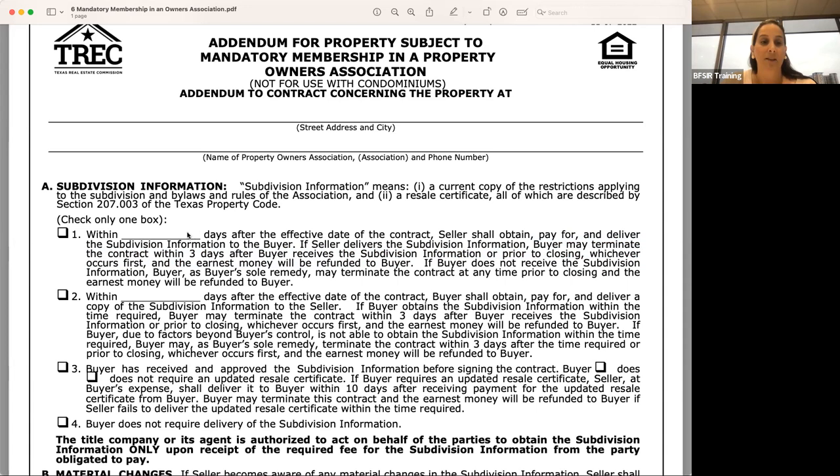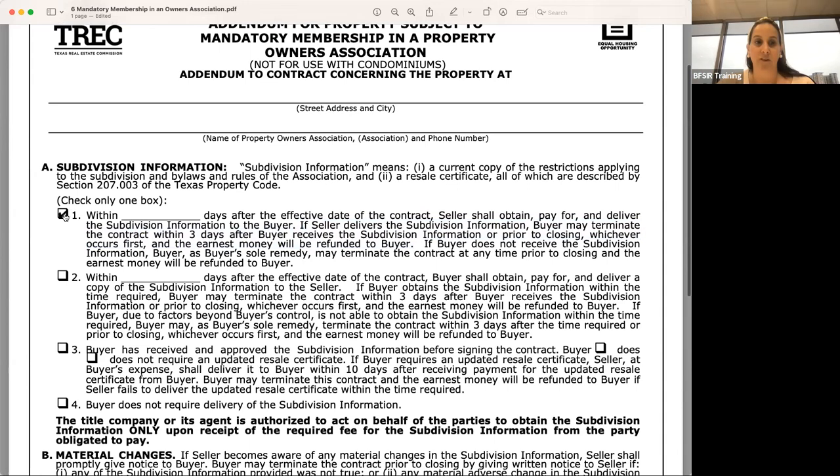In this one, usually put at least 10 days, because that's how long it takes most homeowners association management companies to deliver it. Within 10 days after the effective date, seller shall obtain, pay for, and deliver the subdivision information. Now, if you do it this way, where you don't order it till you go under contract, then if seller delivers the information, buyer may terminate the contract within 3 days after they receive the information or prior to closing, whichever occurs first. So that's an out for your buyer. So just be aware of that. If they never receive it, they can terminate and get their earnest money back. So that's the first one to be aware of.